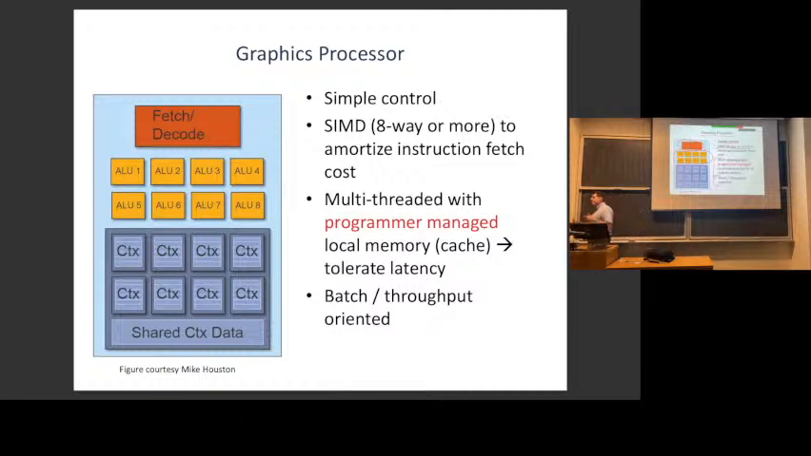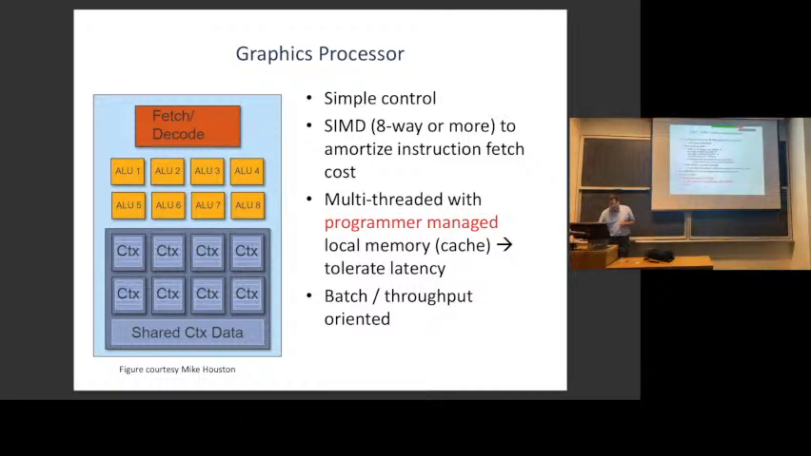Because in the end, I need to make all million pixels, right? No one cares about making this pixel super fast and all the other ones aren't done. They only care when I'm done a million pixels. So GPUs are fundamentally batch or throughput oriented. Turns out that also matches things like deep learning pretty well. Does that make sense?